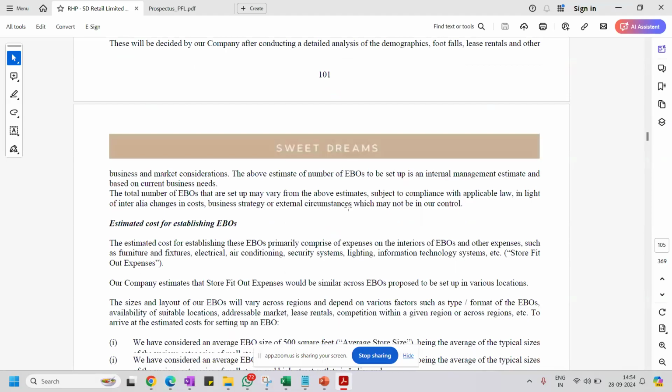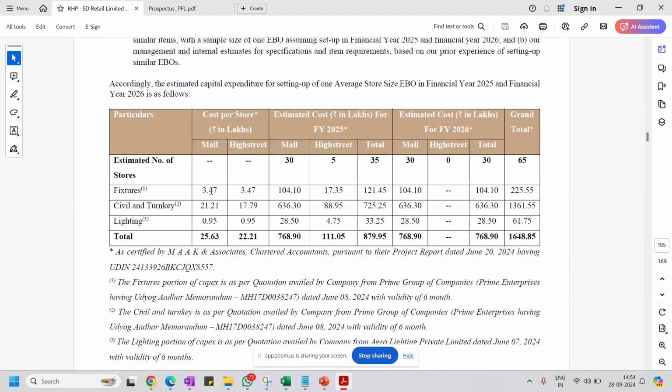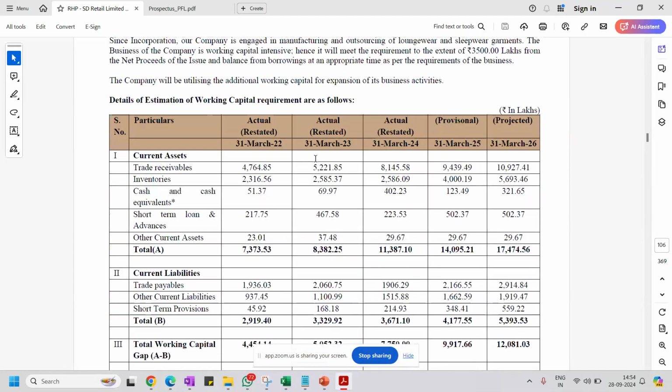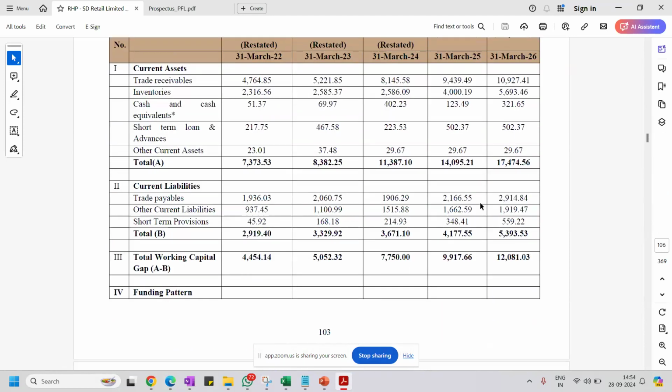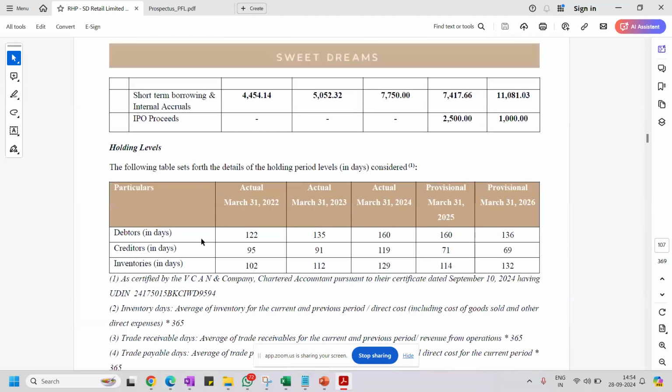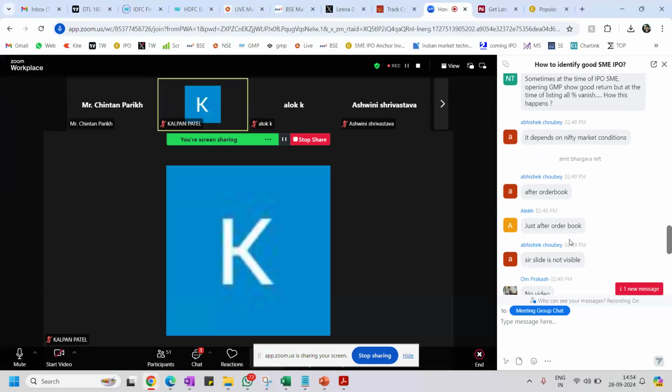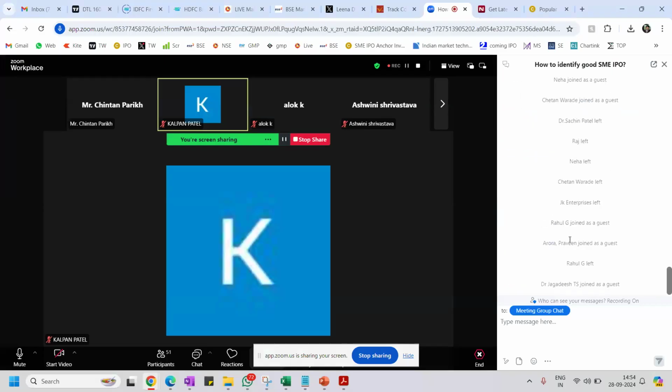Now, if we go into a little more detail, we'll see how much the company has budgeted for opening outlets. We don't need to go into this right now. Similarly, on the working capital, they'll also showcase how much working capital they think they will need, and how that will affect the account receivables and account payables as well. Any questions so far? Okay.